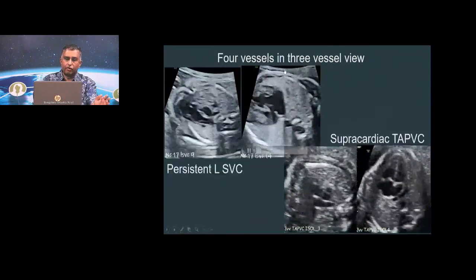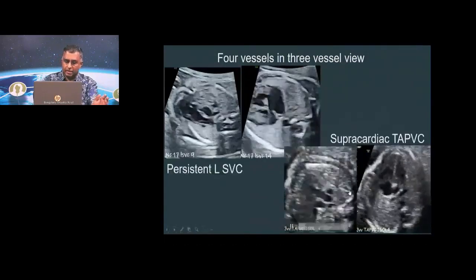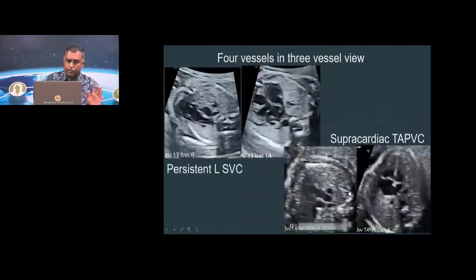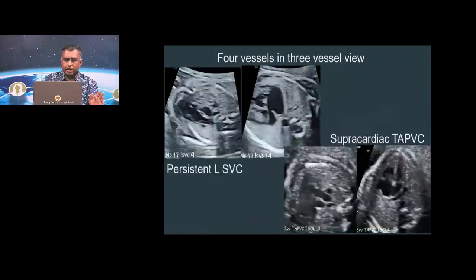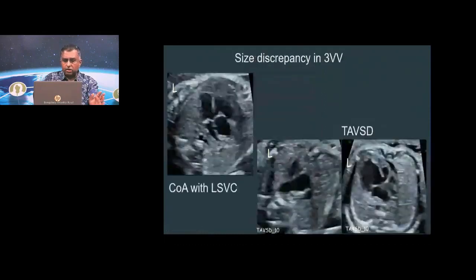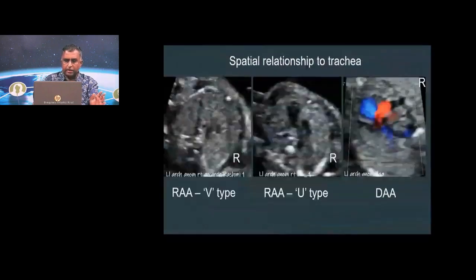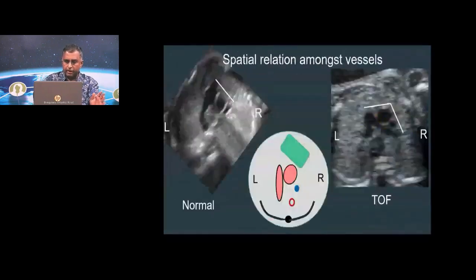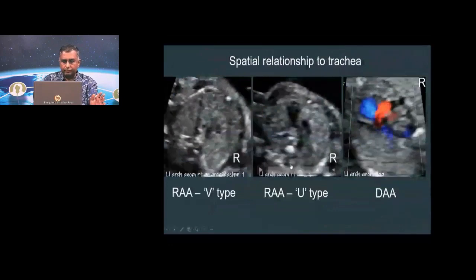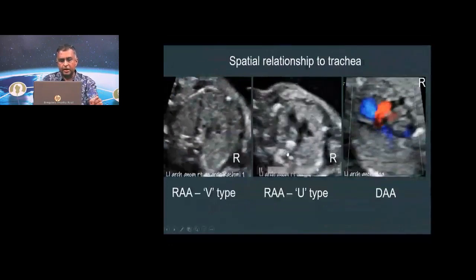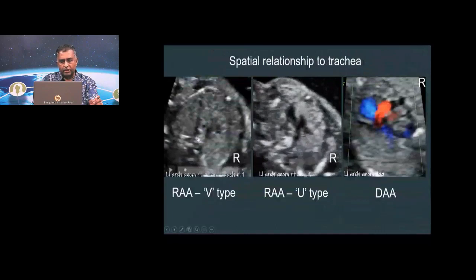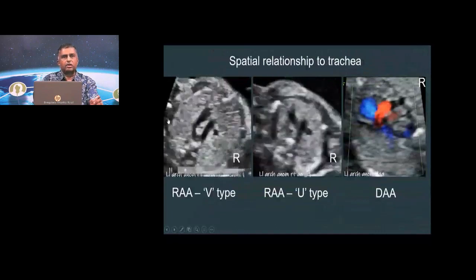So that's 4 vessels. This is 4 vessels with LSVC, 4 vessels in terms of a supracardiac TAPVC. Okay, so spatial relation. We'll just do one spatial relation in terms of this particular case, or even this. Okay, let's look at this.